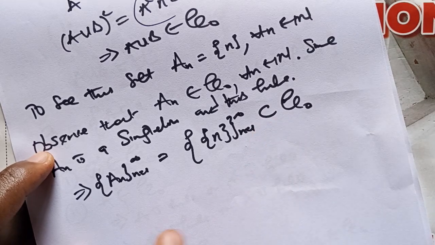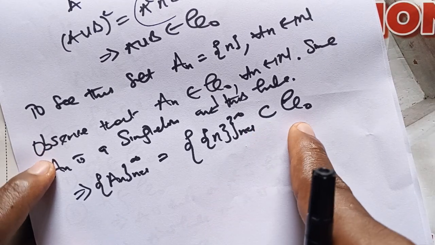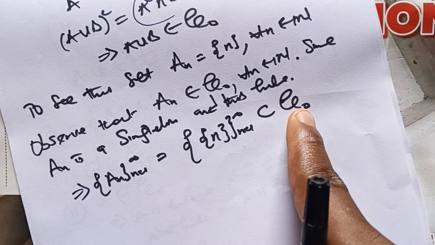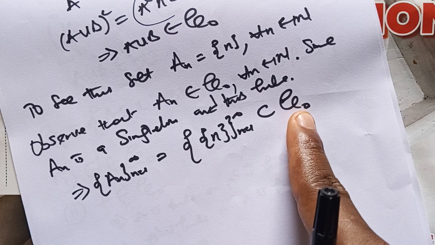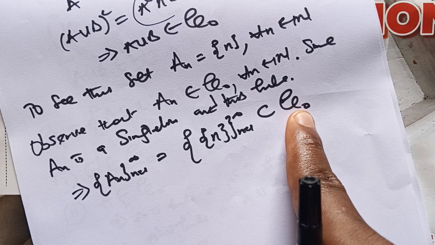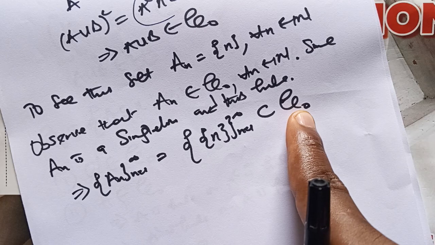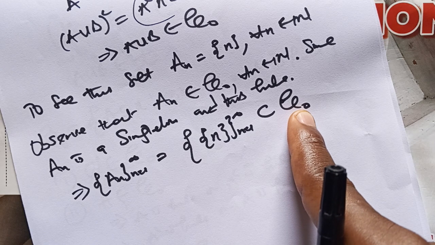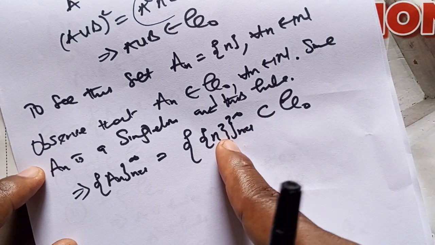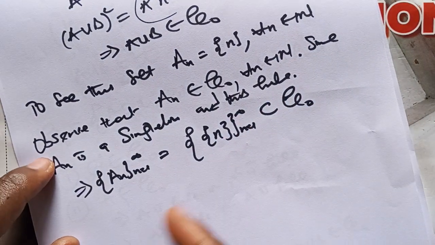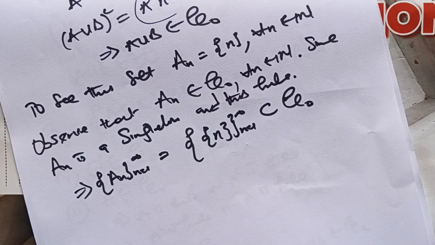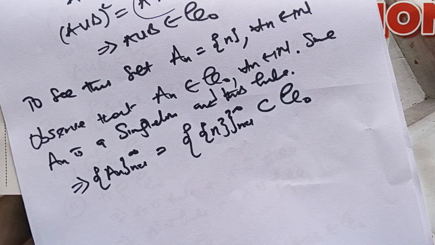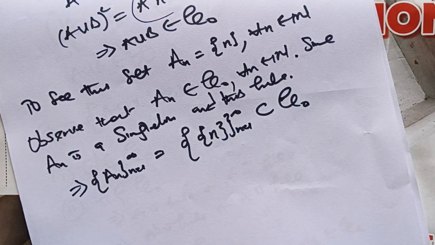A naught. So since we have created a countable sequence that is a subset of A naught, we need to check if this is what? A sigma algebra. Remember, for you to show that something is a sigma algebra, you have to have a countable sequence, a subset of that sigma algebra, and then you show that the countable union is in that what? Sigma algebra. So let's see if the countable union of this will be inside A naught.